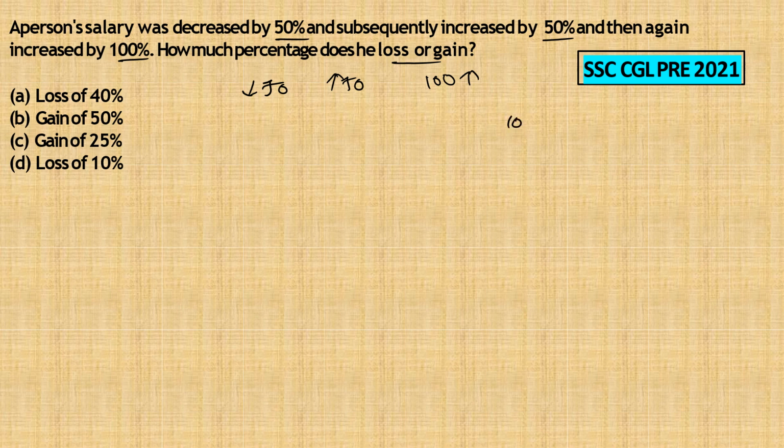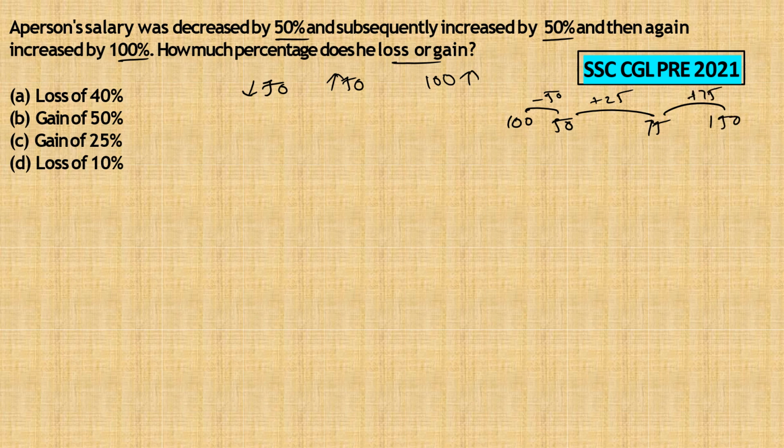With the basic method, let the number be 100 and it is decreased by 50%. 50% of 100 is 50, and the new number is 100 minus 50, which is 50. And the new number is increased by 50%, that is 50% of 50, which is 25, so 50 plus 25. The new number is 75, and the new number is increased by 100%, that is 100% of 75 is 75, so 75 plus 75, which gives 150.